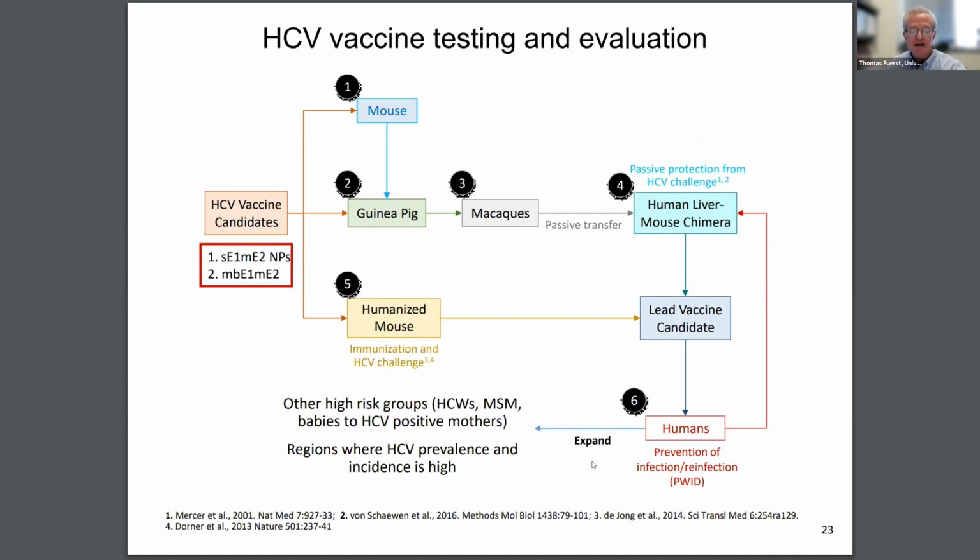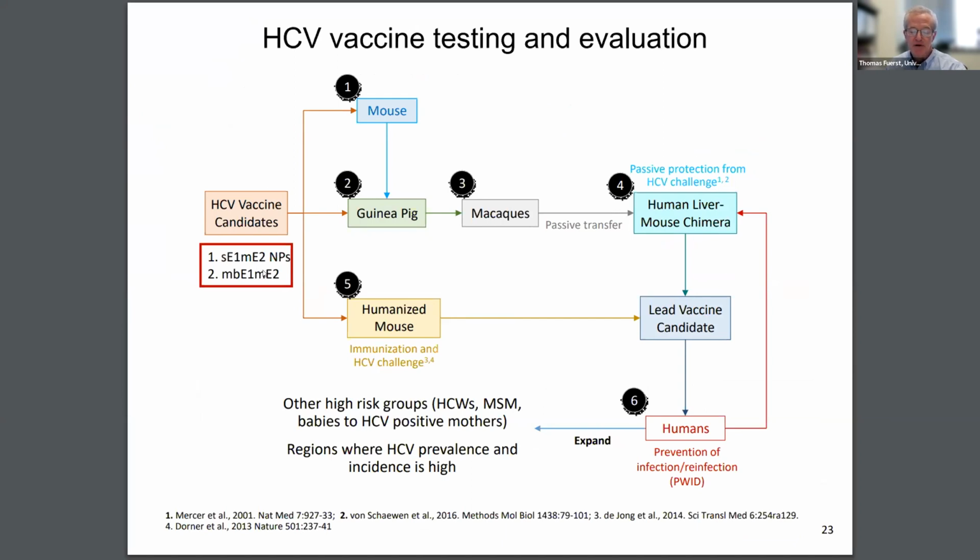Finally, our vaccine testing and evaluation plan is shown here. We plan to test our top vaccine candidates shown in the red box on the left, which depicts a secreted and modified E1E2 as a nanoparticle, and its membrane-bound E1E2 counterpart as the top vaccine candidates.